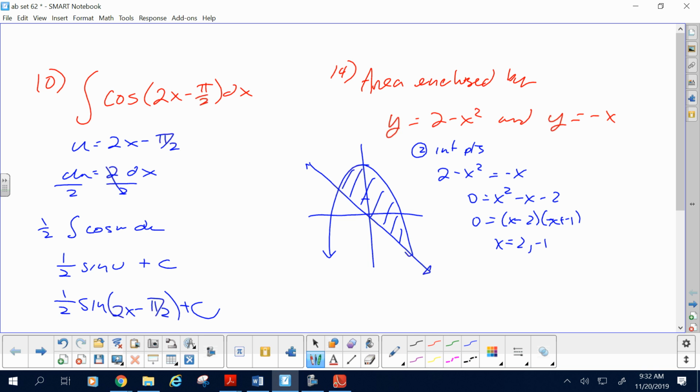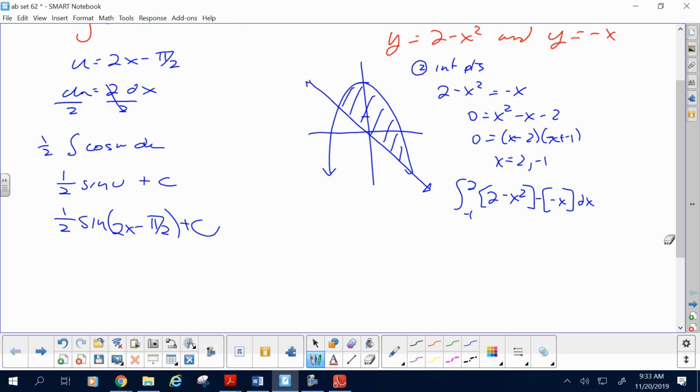2 and negative 1. My integral then goes from negative 1 to 2. What's the integrand? Parabola on top. Upper minus lower. And so if you integrate that and evaluate, what's your answer? 9/2, or 4.5 is correct. If you don't have 4.5, go back and figure out where you went wrong.